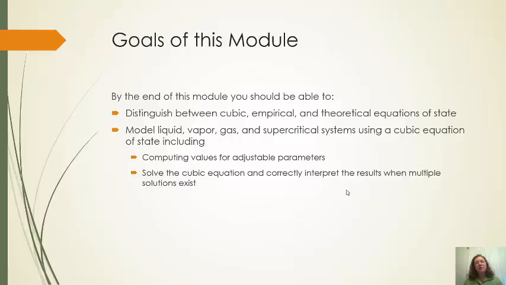But we want you to go a little bit beyond that for the cubic equations of state. You should be able to model a liquid, vapor, gas, or supercritical system using a cubic equation of state, where you are going to need to compute the values for the adjustable parameters and then solve this cubic equation and correctly interpret the results when there are multiple solutions.